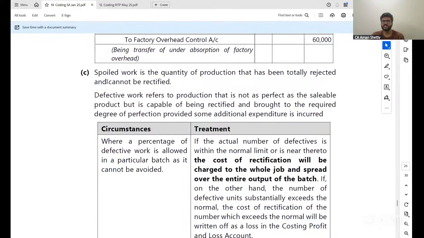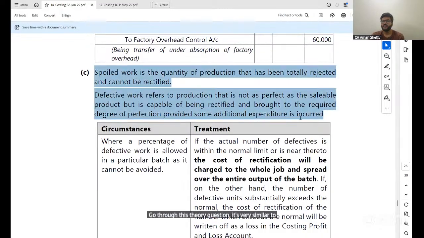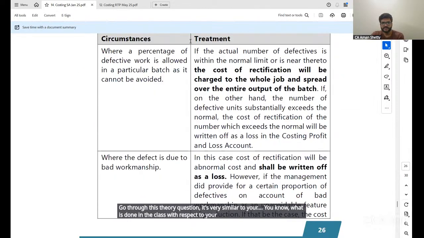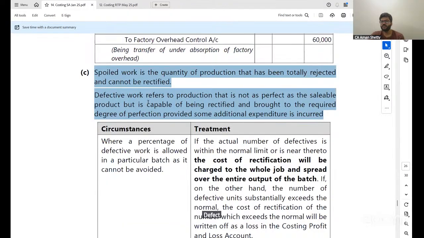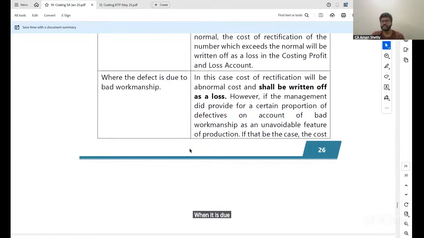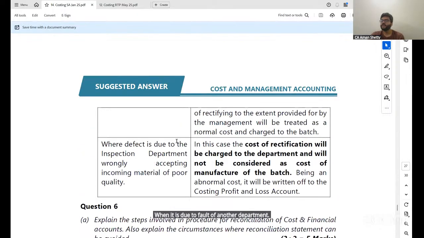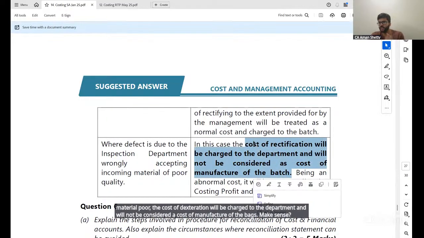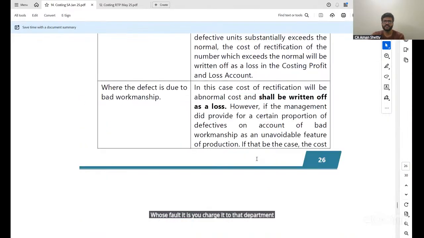Go through this theory question. It's very similar to what is done in the class with respect to defective work and spoiled work, how the treatment is given. When it is due to fault of another department, same as overtime. Where defect is due to the inspection department wrongly accepting the incoming material, the cost of rectification will be charged to the department and will not be considered cost of manufacture of the batch. Make sense? Whose fault it is, you charge it to that department, right?